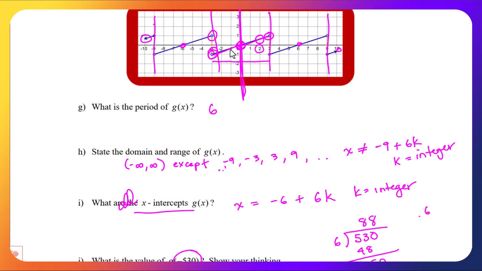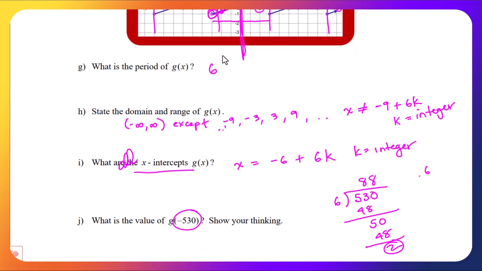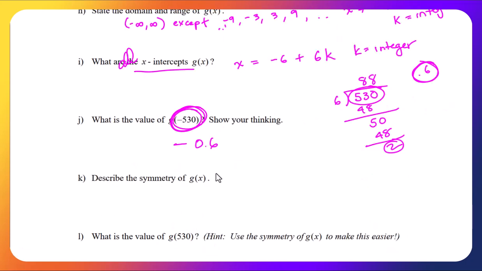But on the other side, a -2 will give me a value of -0.6. Well, the same is going to work for 530 and -530. The 530 is going to give me the positive 0.6. The -530 is going to give me a -0.6. So as we said here, the symmetry is with respect to the origin.